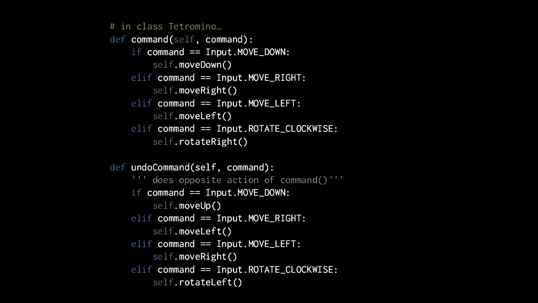The Tetramino command method is a convenient interface for invoking all of these move methods. The command argument is one of 4 enumeration values from the input class: move down, move right, move left, and rotate clockwise. The undo command method does the inverse action of the command argument. For example, move down triggers a call to move up.